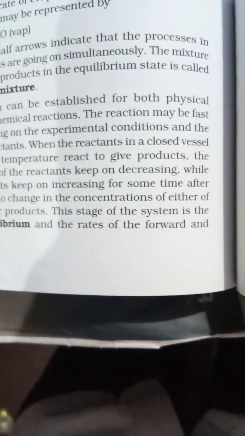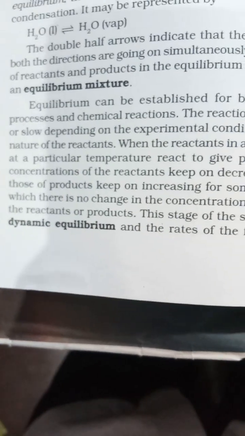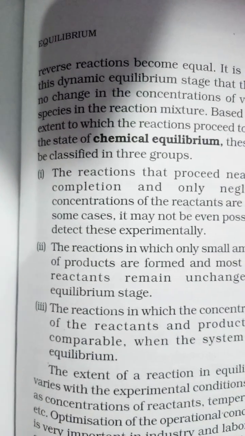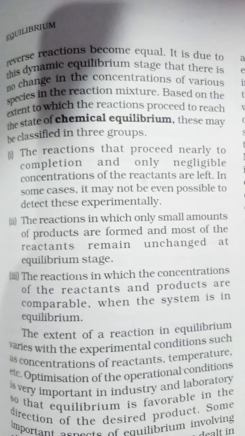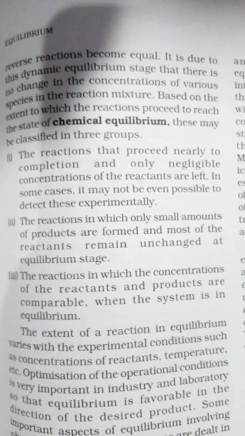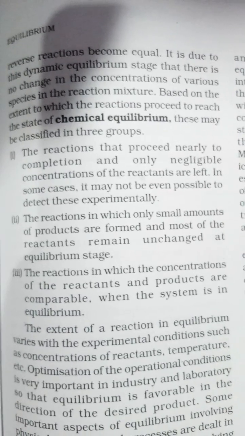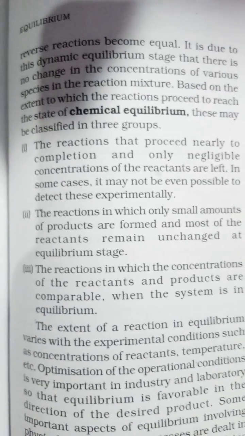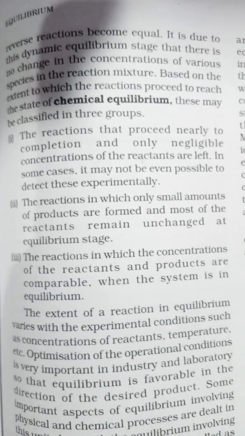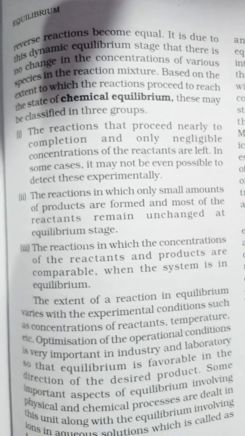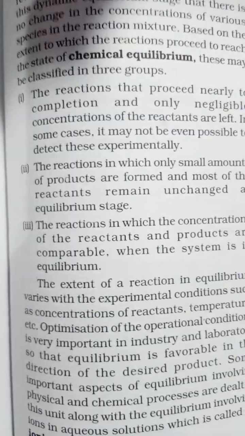This stage of the system is the dynamic equilibrium, and the rates of the forward and reverse reactions become equal. It is due to this dynamic equilibrium stage that there is no change in the concentrations of various species in the reaction mixture. Based on the extent to which the reactions proceed to reach the state of chemical equilibrium, these may be classified in three groups.